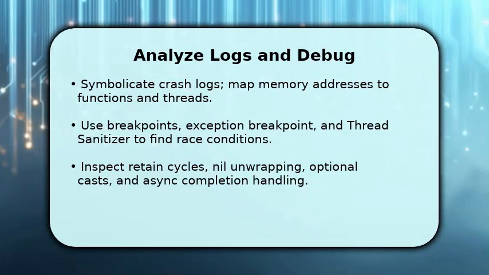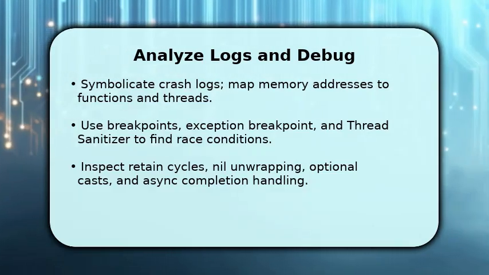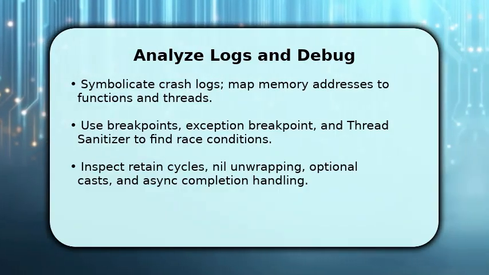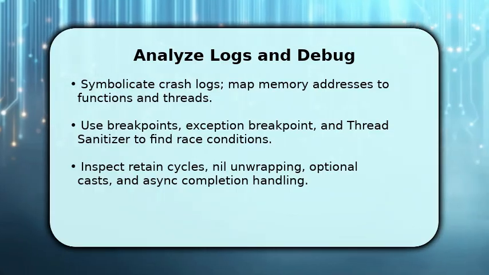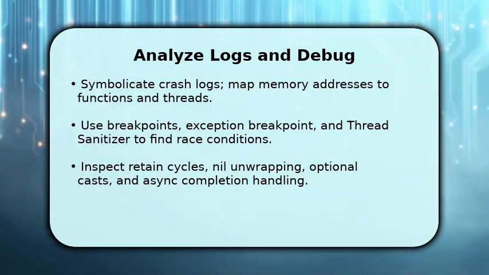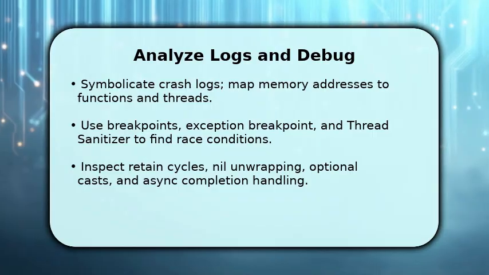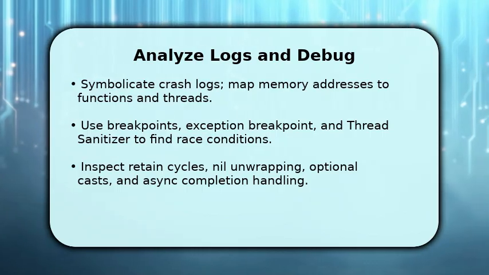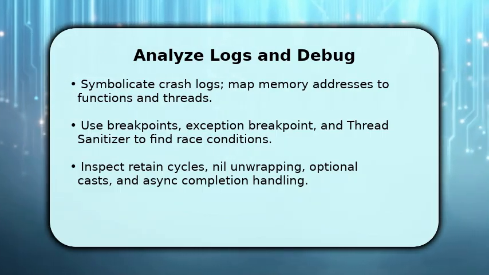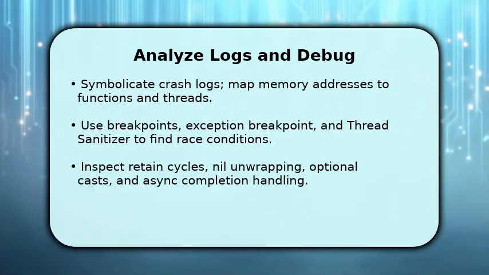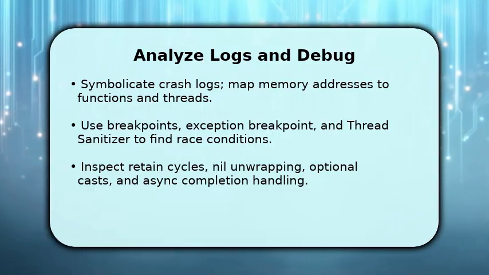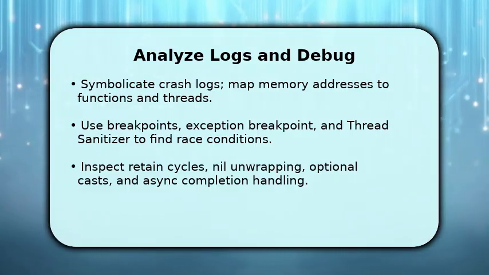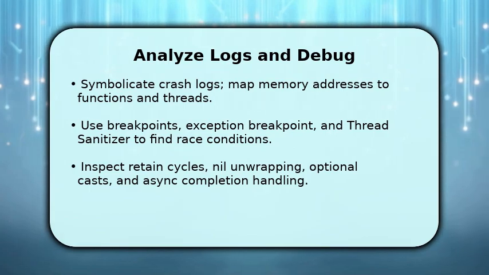Now analyze the data. Symbolicate the crash log to map addresses to functions and identify the crashing thread and instruction. Then run the app in Xcode with an exception breakpoint and thread sanitizer to catch race conditions and memory errors at runtime. Step through relevant functions and inspect variables to see why a value is nil or unexpectedly released. Also review async callbacks and completion handlers. Once you isolate the offending call path, you can craft a targeted fix.